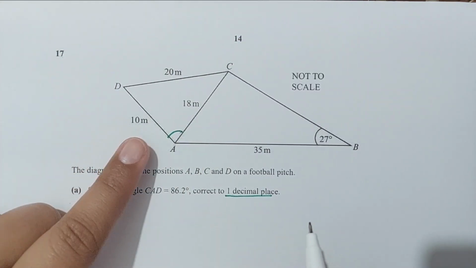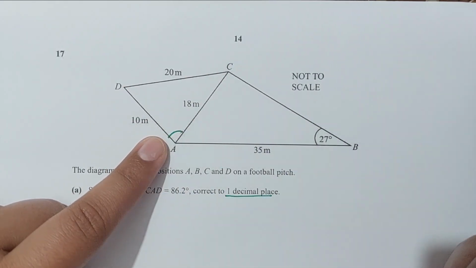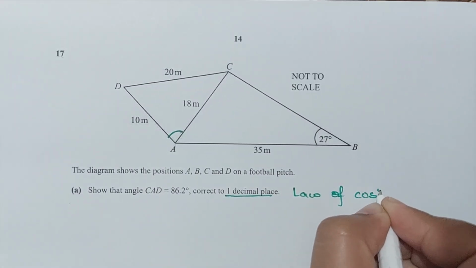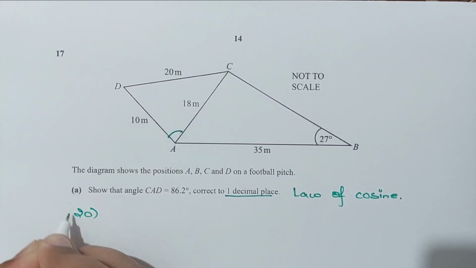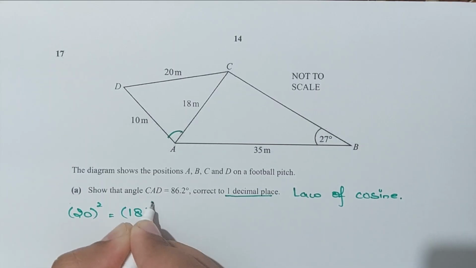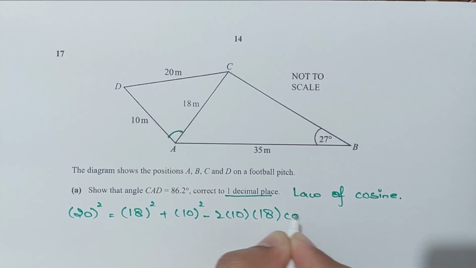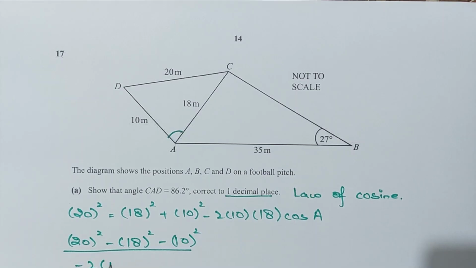As you can see, if we consider this triangle A, C, and D, we have all the three sides, but we don't have any angle. So we can easily apply the law of cosine over here. As we have to work for this angle, its front side is 20. So we can say 20 squared equals the other two sides, 18 squared plus 10 squared, minus 2 times 10 times 18 times cos of A, the angle we are working on. So 20 squared minus 18 squared minus 10 squared, divided by minus 2 times 10 times 18, would be my cos of angle A.